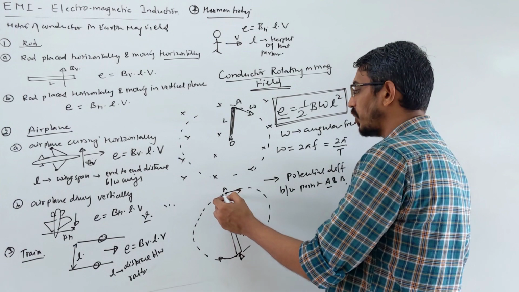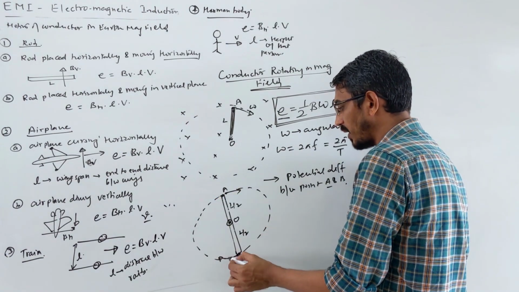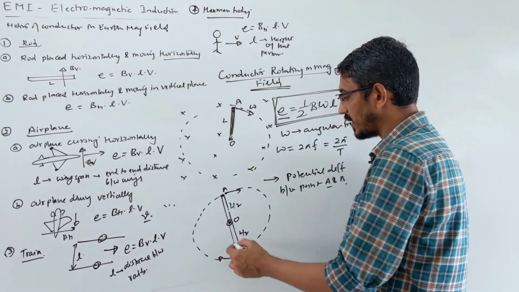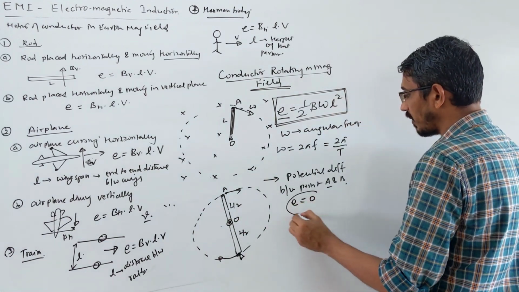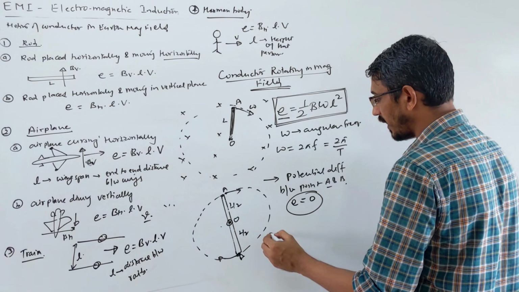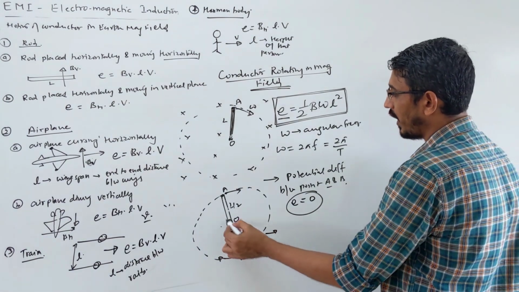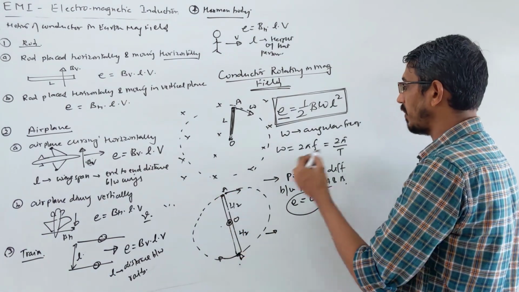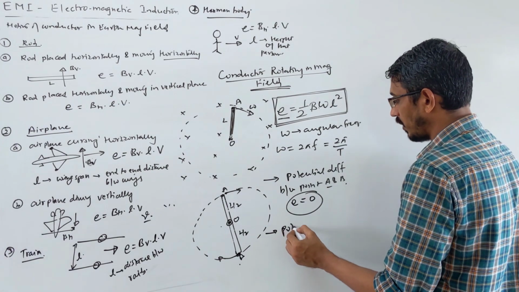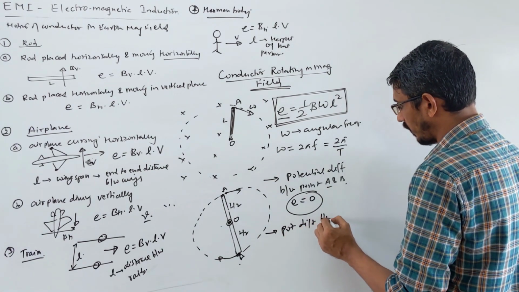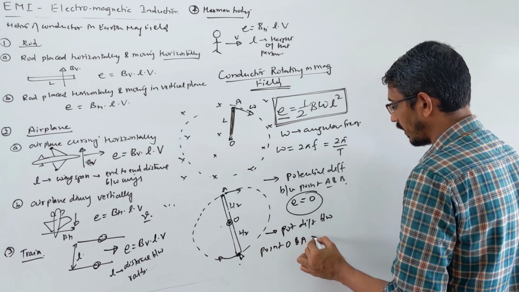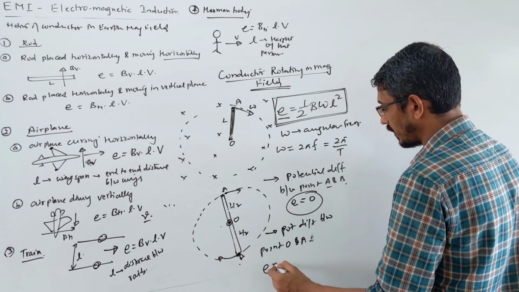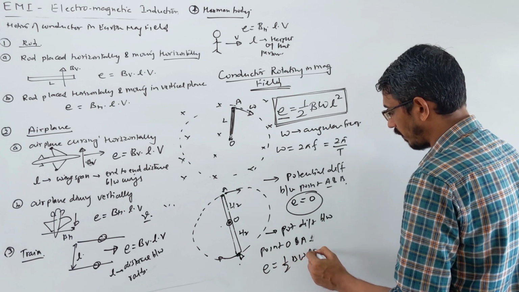Why? Because some potential will develop here, and the same potential develops here also. Both are end points rotating at the same distance from center, right? So here the potential difference will be, keep in mind, 0. But if they ask the potential difference between O and A or O and B, yes, same answer only, right? Potential difference between point O and A, if I ask you what is the answer, then normal. E is equal to half B omega L square.